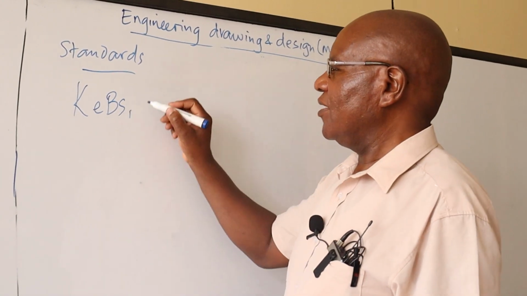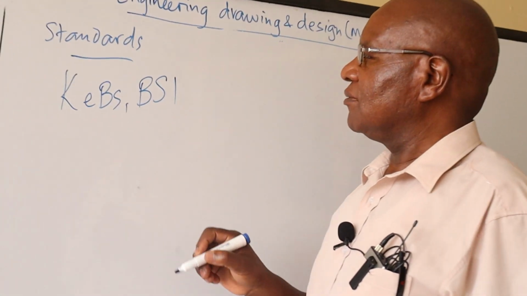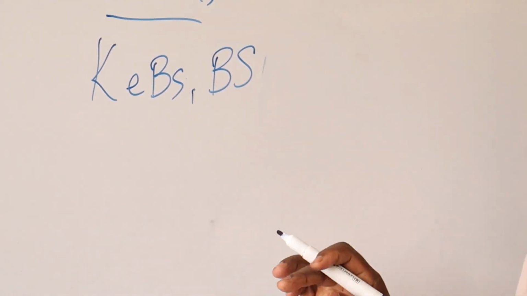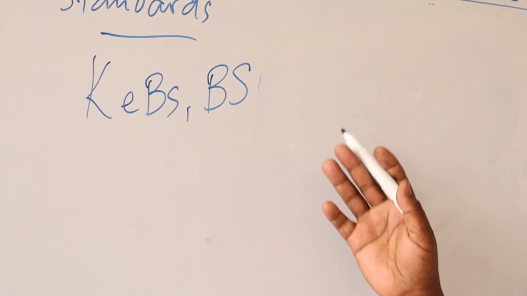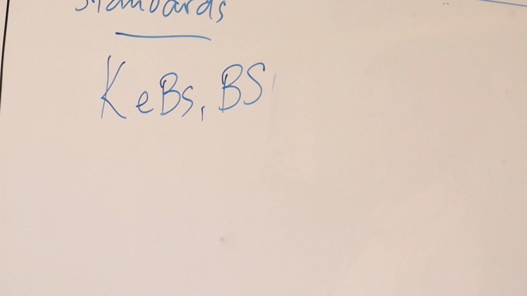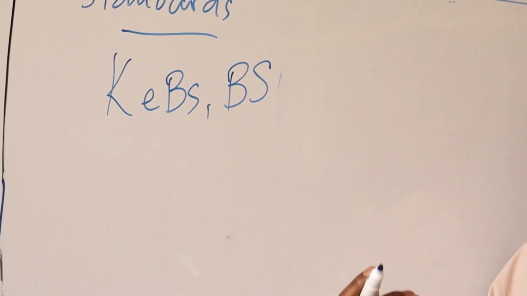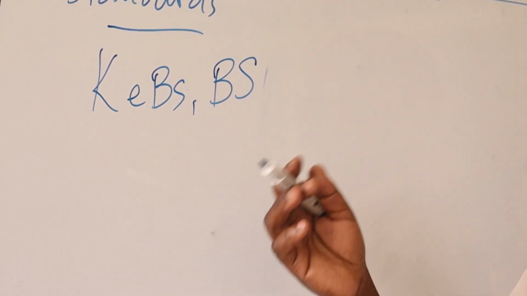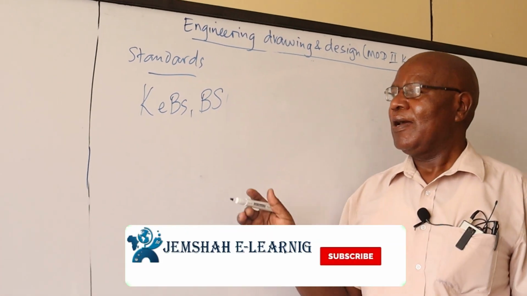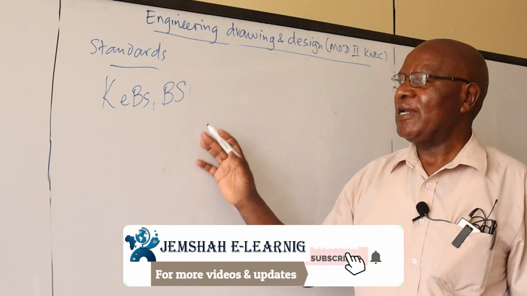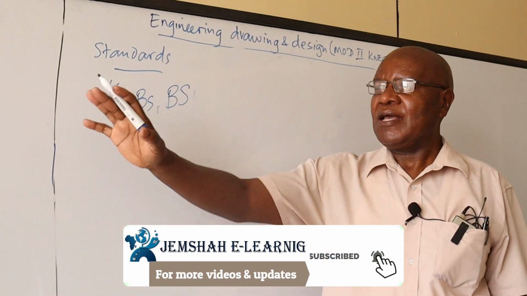And then we have got the BS from the British Standard Institution. Again, these were available in the Commonwealth countries, the former British colonies, of which we were part. That means they have got a wider area where the symbols are being used.